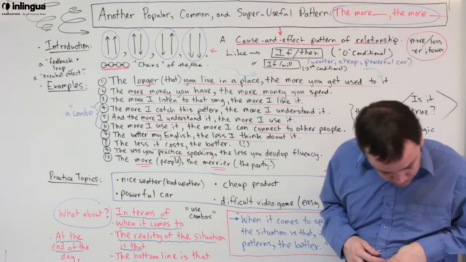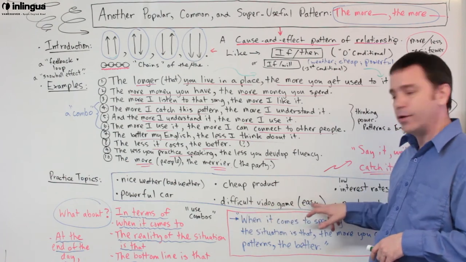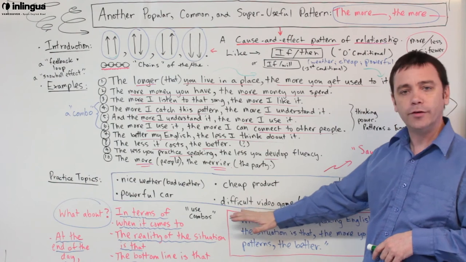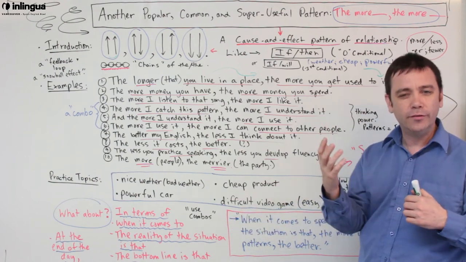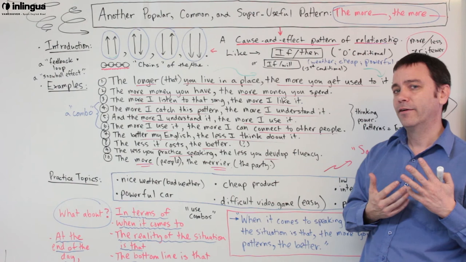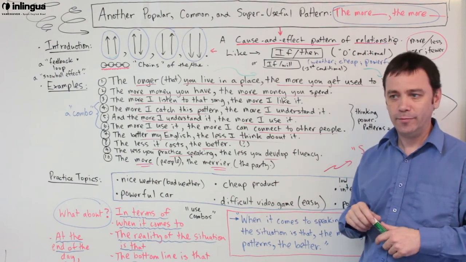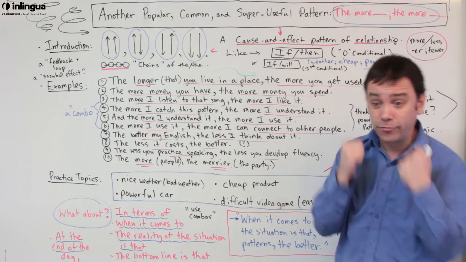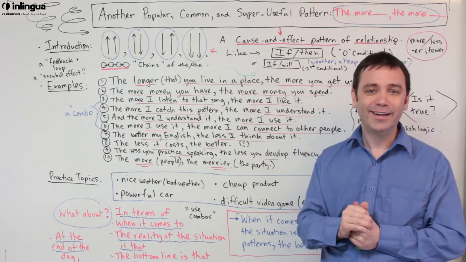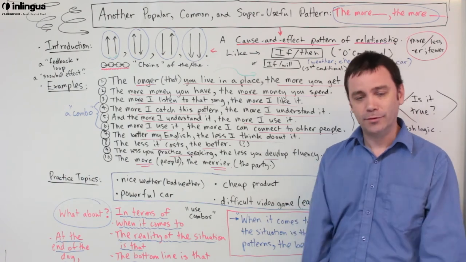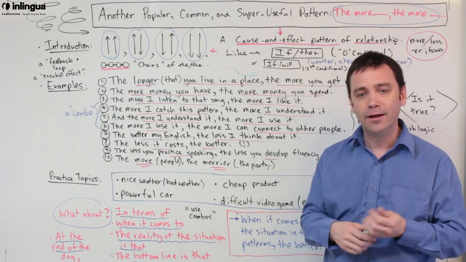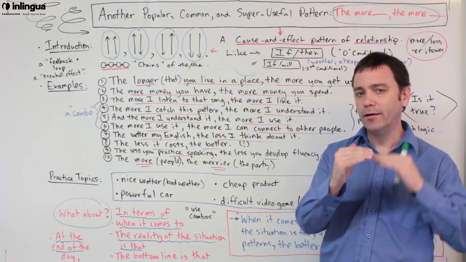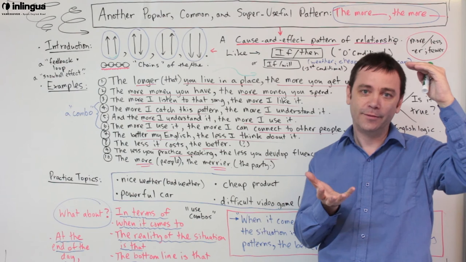What about a difficult video game or an easy video game? How can you use this to talk about a difficult video game? Try it. The more difficult the video game, the more frustrated somebody might become, right? You try and play some game and it's impossible and you can never beat the boss and you try again. How many times will somebody try? Not 100 times. So a video game cannot be crazy difficult, but there are some.